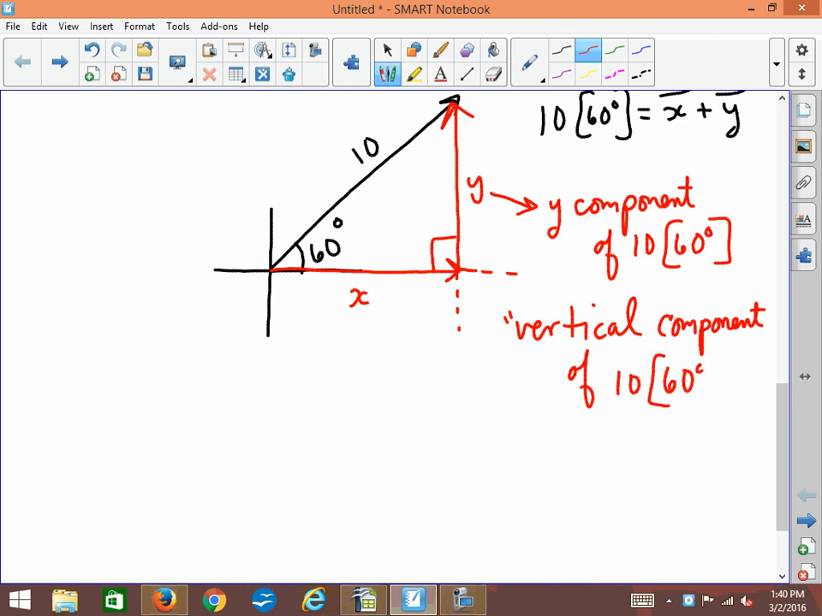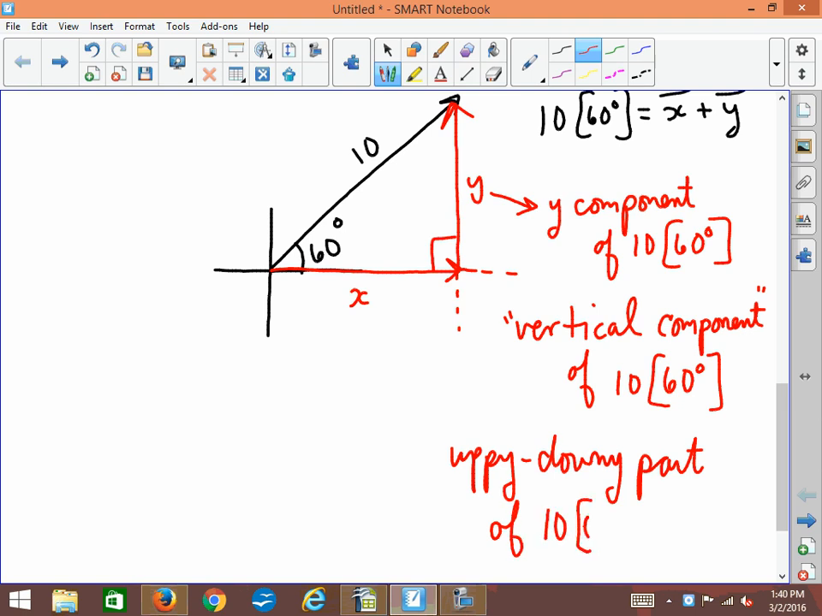If you want, though, you can think of it in simpler language as just, it's the uppy-downy part. It's the uppy-downy part of this vector, 10 at 60 degrees. But it all means the same thing.